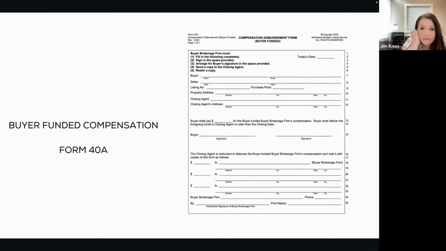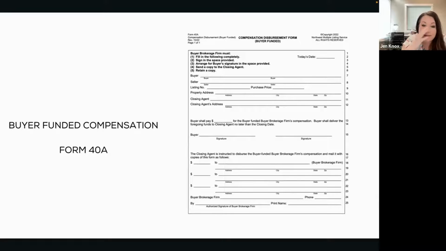So this is what the buyer funded compensation looks like. It's going to have general property information at the top. It will have spelled out in dollar amounts the amount that the buyer will be paying. And then down below, it will have who the buyer is paying that compensation to. And remember, this is just the firm that goes at the bottom. The buyer does actually need to sign this form in order for escrow to pay it, because escrow doesn't have the contracts that we do showing that this buyer is on the hook for these funds.